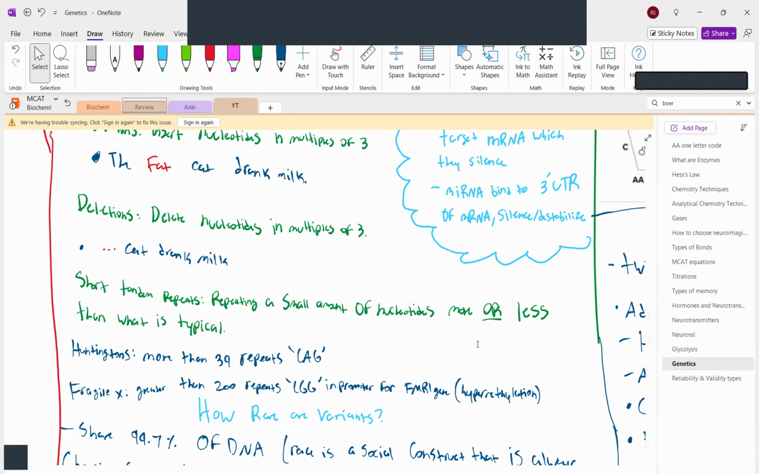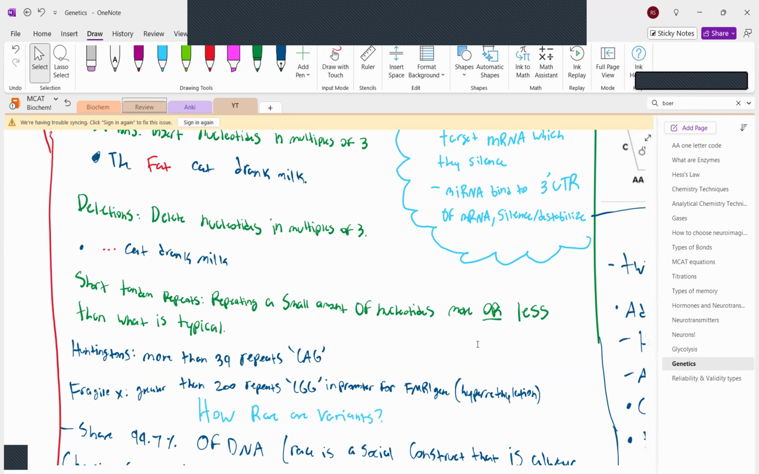So for example, with Huntington's disease, you won't have Huntington's disease as long as you have the CAG repeat less than 39 times. If you have it more than 39 times, then you'll have Huntington's disease, which is typically fatal; I think most of them don't reach adulthood.